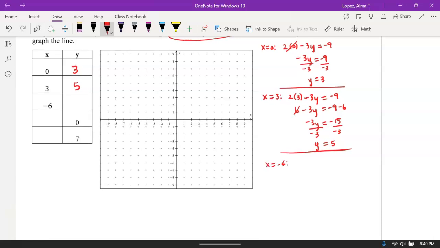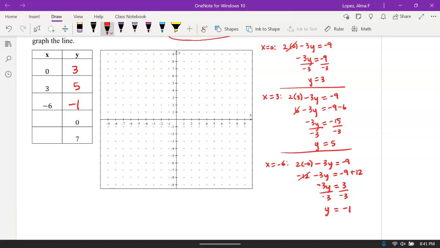For an x of negative 6, we plug in, that's negative 12 minus 3y equals negative 9. I'm going to move the 12 over, so I end up with a negative 3y equals 3. After dividing both sides by -3, we're going to get a y of -1.